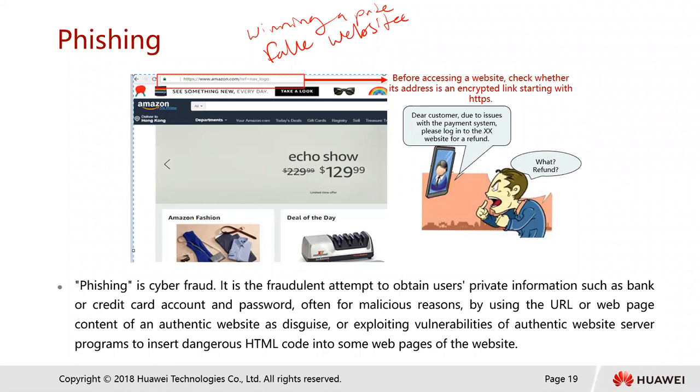All right. So we are saying phishing is a cyber fraud, and it is a fraudulent attempt to obtain users' private information such as bank card account and password, often for malicious reasons, by using the URL of a web page, content, or of an authenticated website as disguise, or exploiting vulnerabilities of authentic website server programs to insert dangerous HTML code into some web pages for the website.